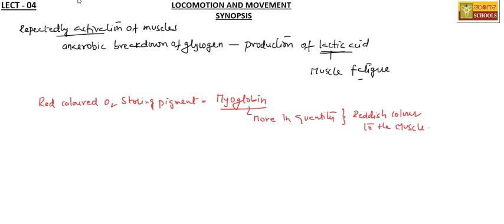And these muscles are what we call the red fibers. As they appear in the red color, they are called the red fibers, and these red fibers have a lot of mitochondria, so that they provide continuous energy.